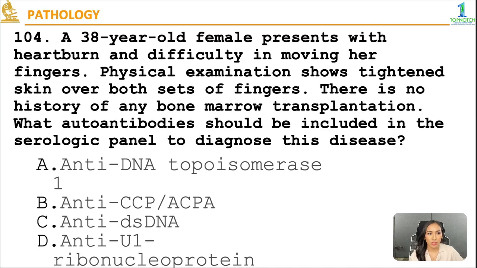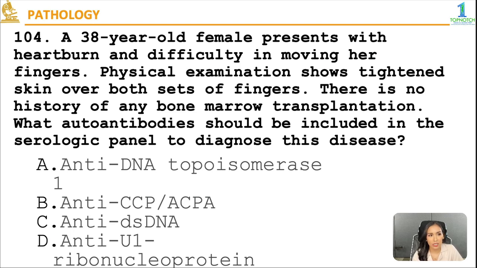Okay, 104. A 38-year-old female presents with heartburn and difficulty in moving her fingers. Physical examination shows tightened skin over both sets of fingers. There is no history of any bone marrow transplantation. What autoantibodies should be included in the serologic panel to diagnose this disease? So this is a two-step question. Una, ano yung diagnosis mo? Pangalawa, ano yung laboratory test na gagawin mo?